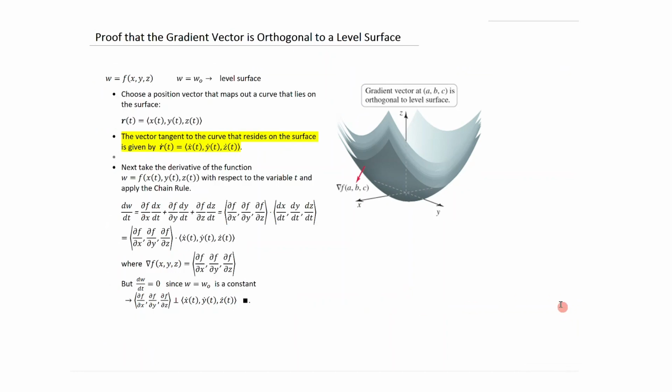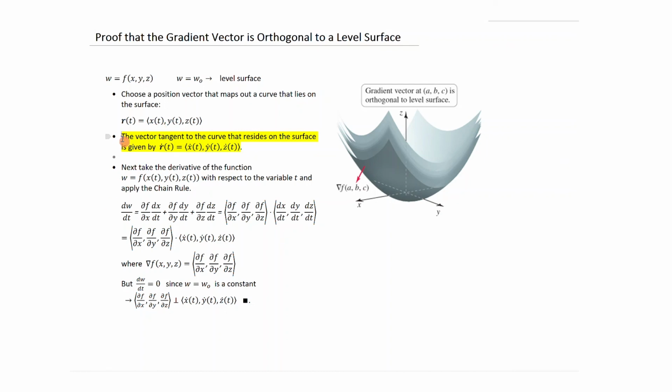All right, so next thing is to consider the proof that the gradient vector is orthogonal to a level surface. Again, we start with the notion of w being a function of x, y, z. If we hold w constant, then we're graphing a level surface. So first step is to choose a position vector that maps out a curve that lies on the surface. So this is very generic. Effectively, the position vector is a function of x, y, z, but we basically parameterize x, y, and z in terms of the variable t.